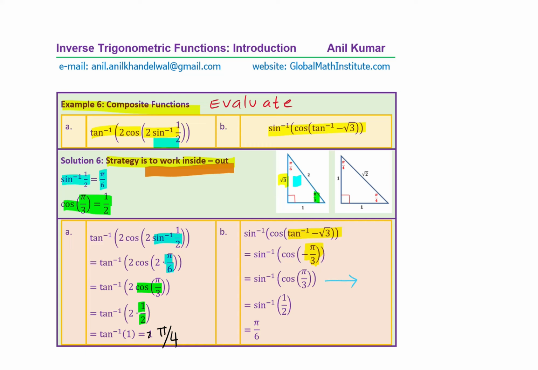So we know that cos of minus theta is actually equal to cos theta. And therefore, from here to here we wrote cos of minus pi by 3 as cos of pi by 3, evaluated the value of cos pi by 3 as half. Sine inverse of half gives us pi by 6 as our answer. So the answer here will be pi by 6. So we get pi by 6 for part B and pi by 4 for part A.